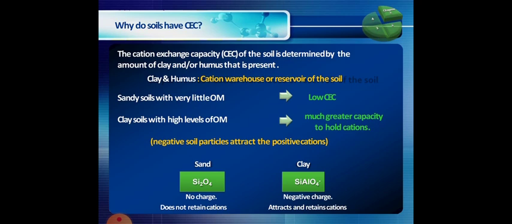Negative soil particles attract the positive cations. Sand, SiO2, has no charge and doesn't retain cations. Clay, SiAlO4 with a negative charge, attracts and retains cations.